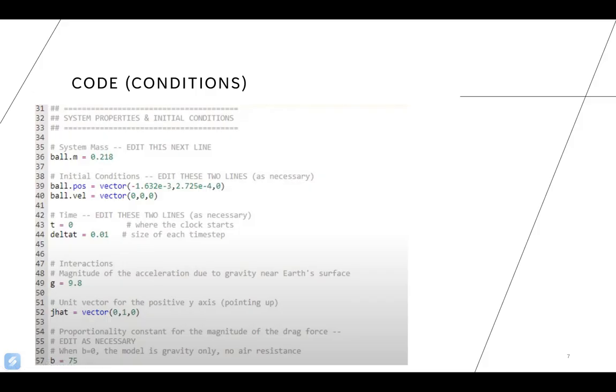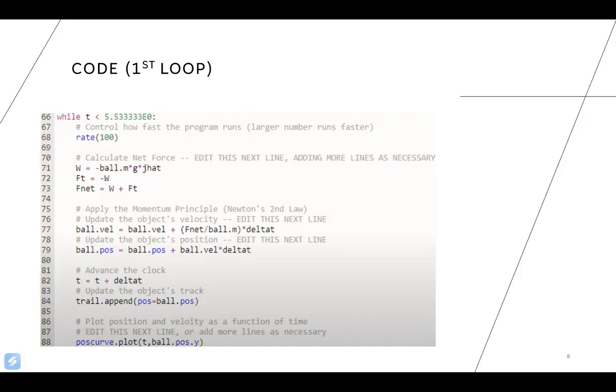Our code conditions: the mass is 0.218. The position and the velocity vectors are the same. Time starts at 0, and delta t is 0.01. The gravity is 9.8, the j-hat vector is 0, 1, 0, and our air resistance is 75. So this is the first loop.